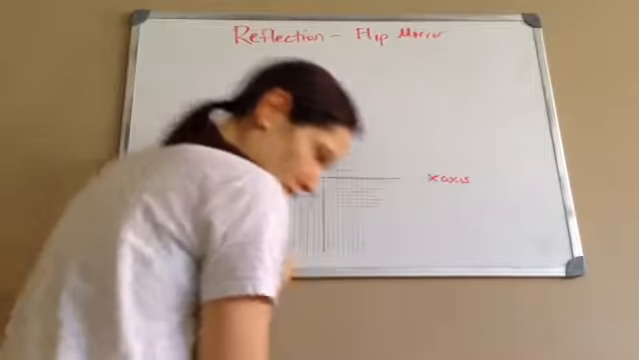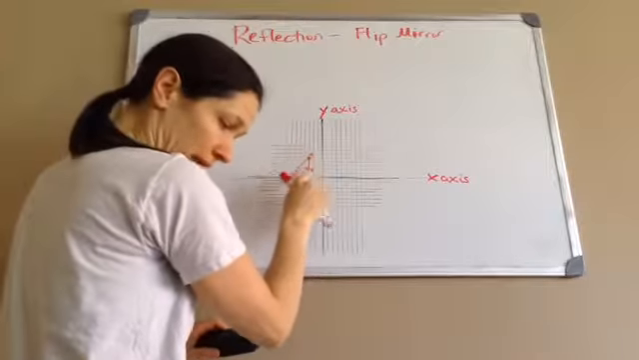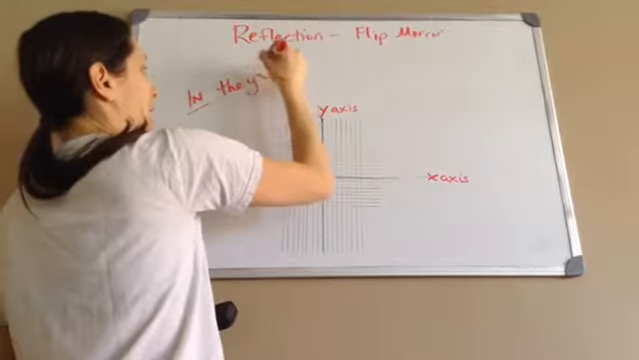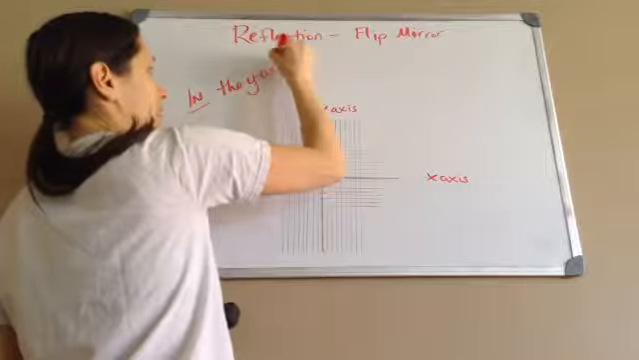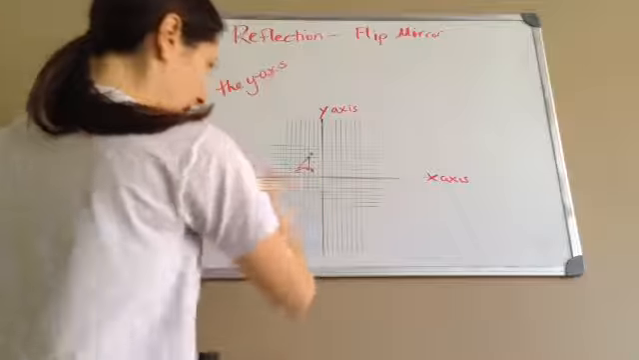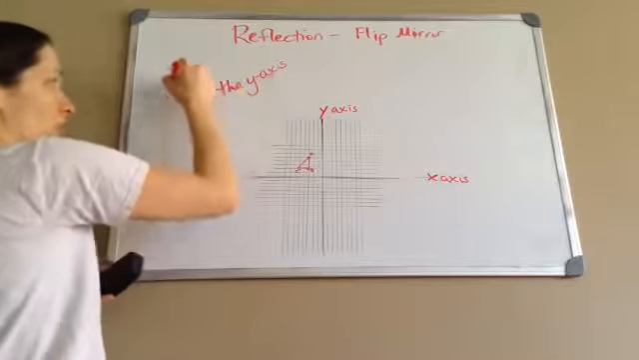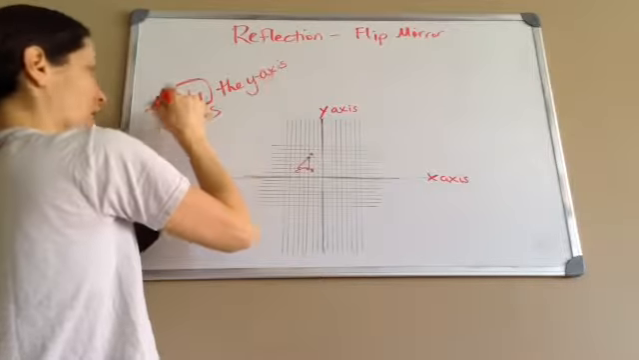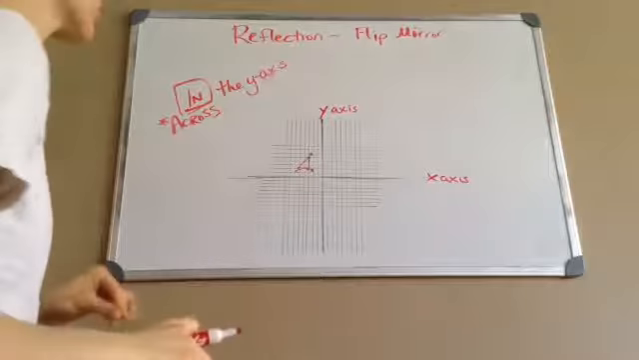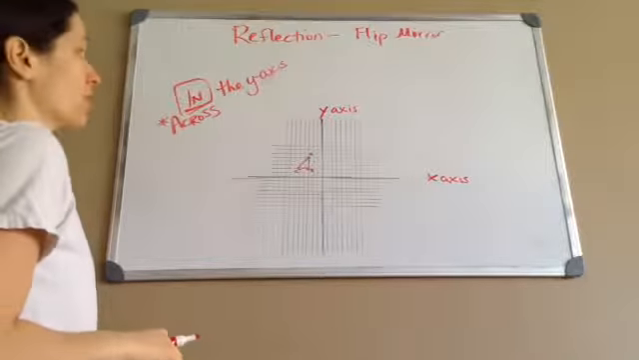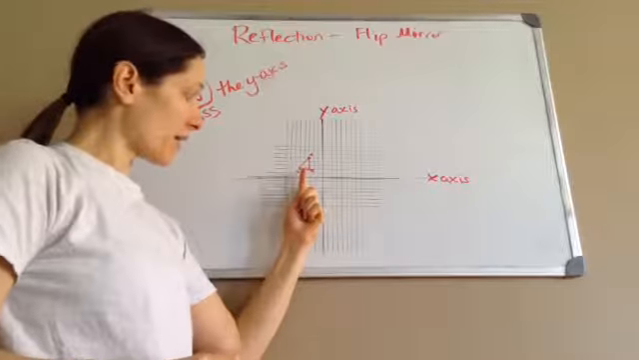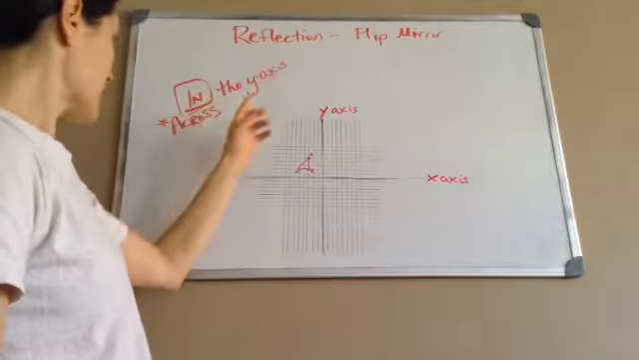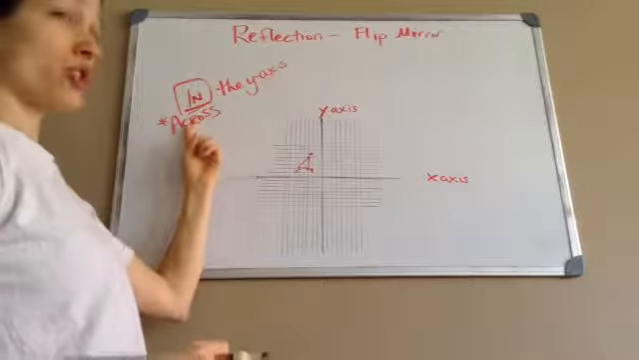Now, here's what they're wanting us to do. They're wanting us to reflect triangle ABC in the Y-axis. If this is the Y-axis and this is the X-axis, whenever you see this word in, I want you to think of across. Go on and put a star and write that on your paper so that you know what to do. If they are wanting me to reflect it in the y-axis, it actually means across.